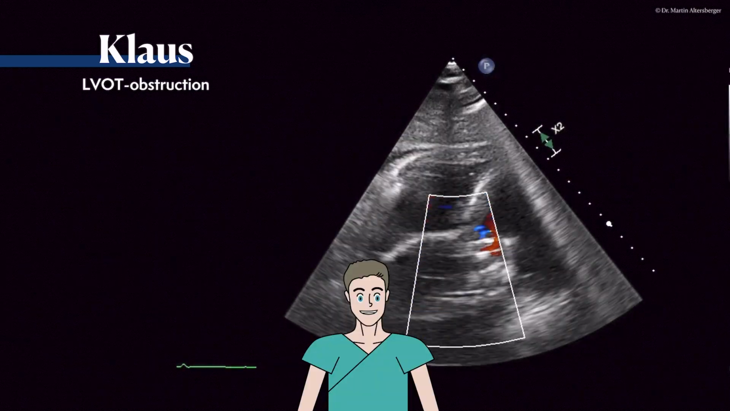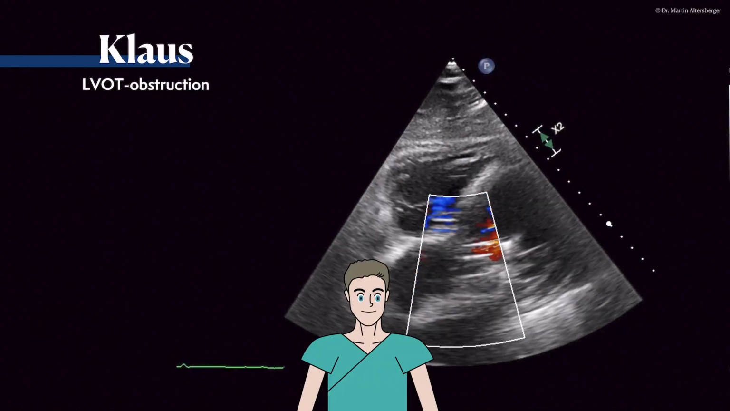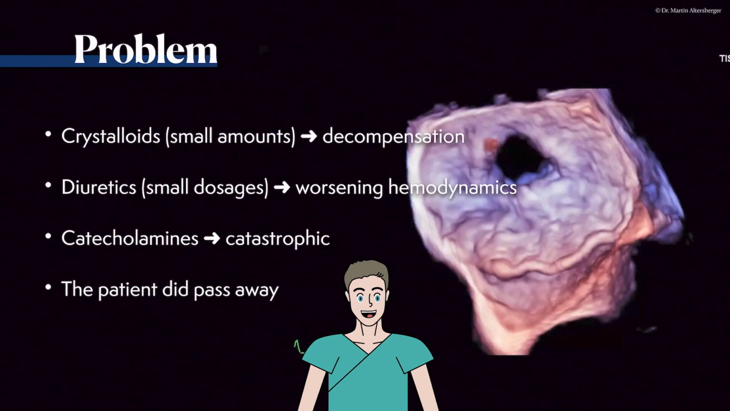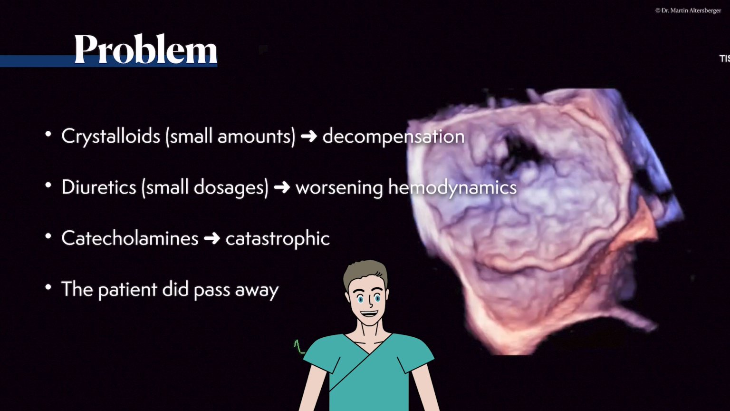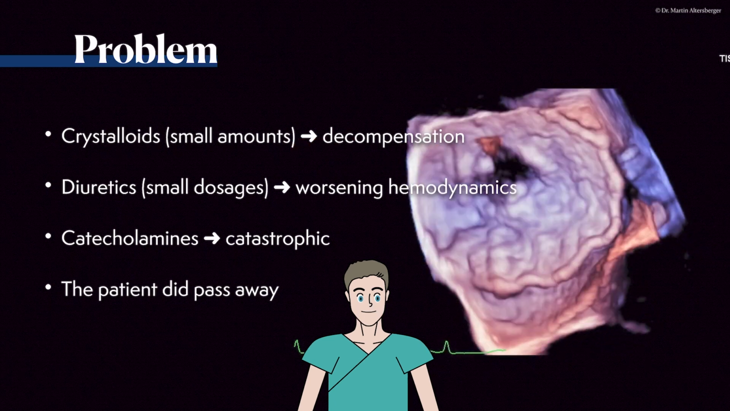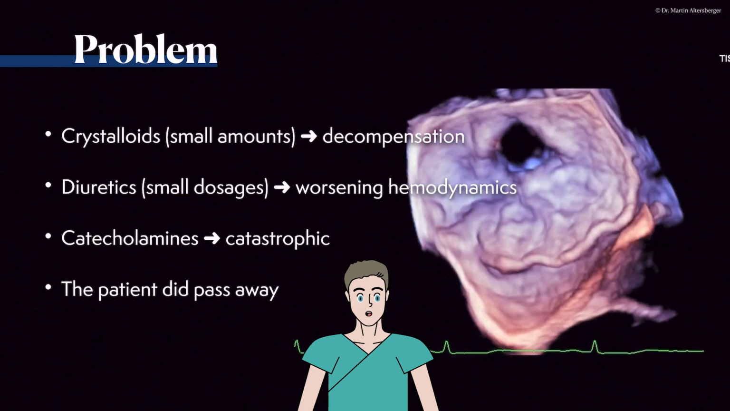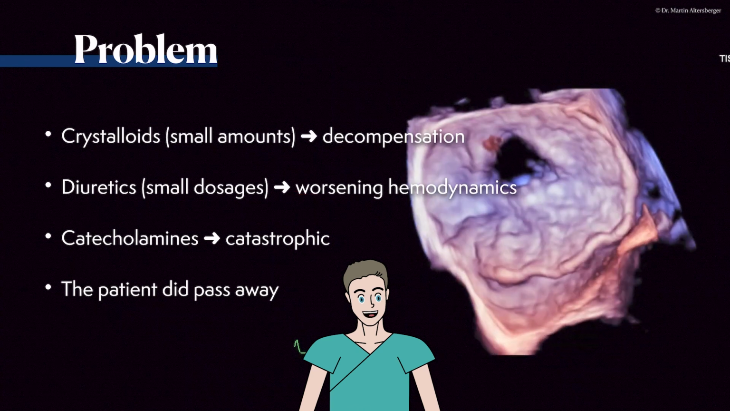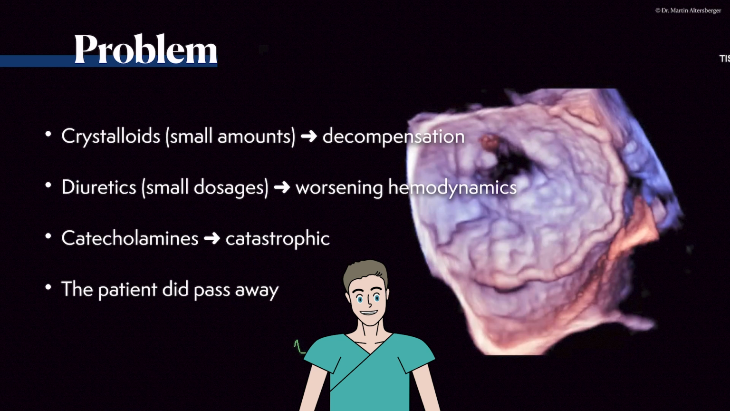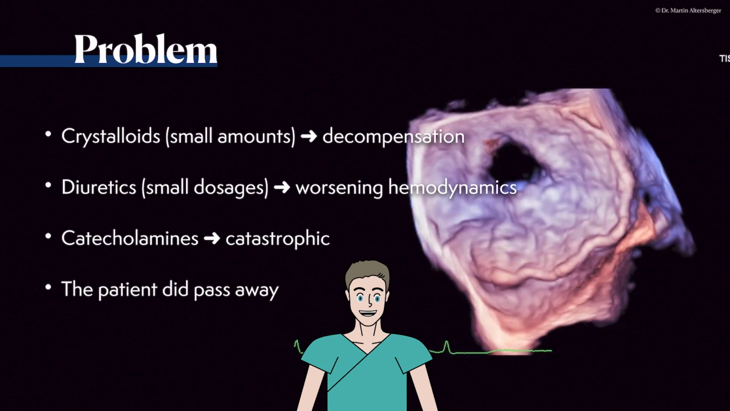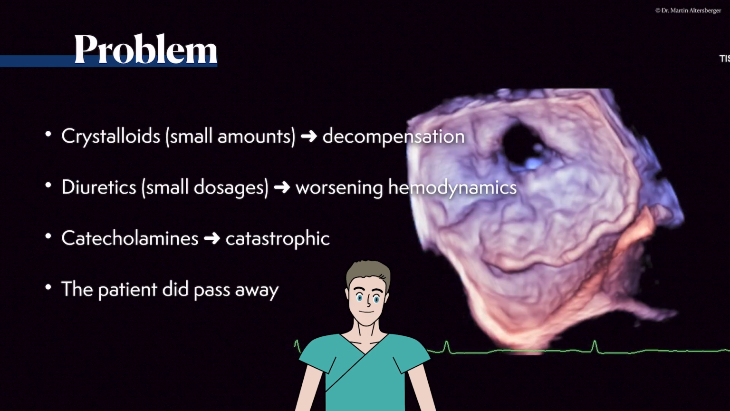So LVOT obstruction led to decompensation, and in his case, small amounts of crystalloids led to decompensation. With small dosages of diuretics, there was severe worsening of hemodynamics. The use of catecholamines was catastrophic for this patient, and eventually, unfortunately, this patient did pass away.